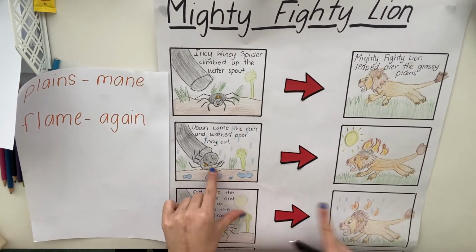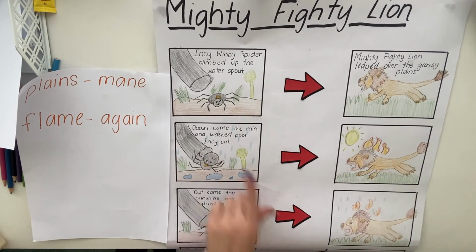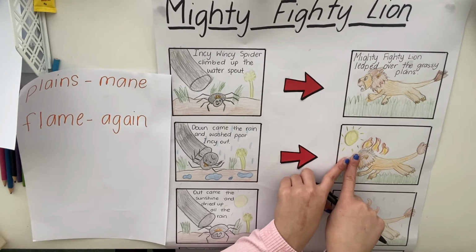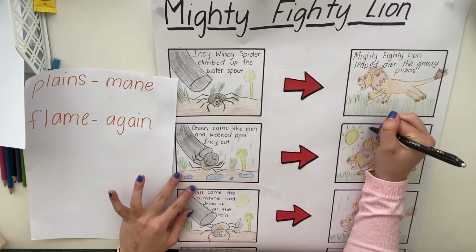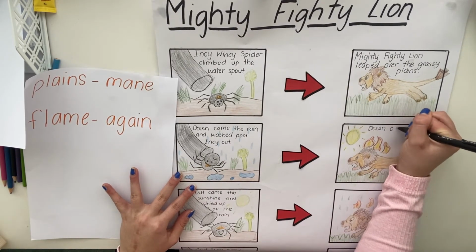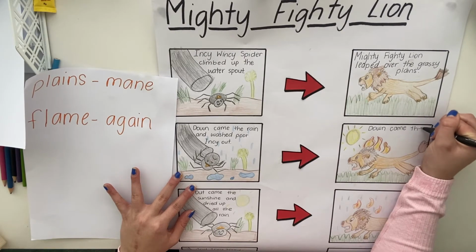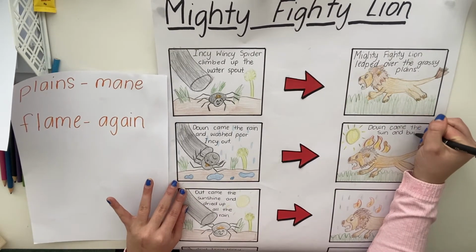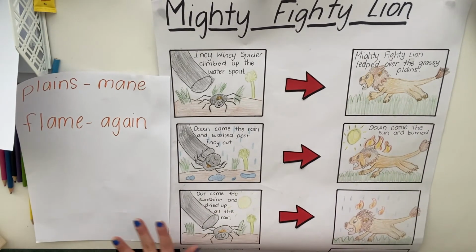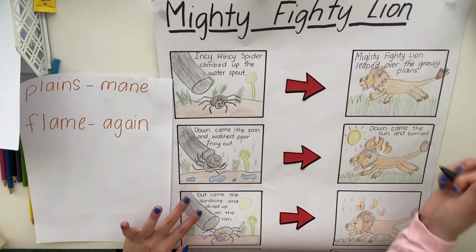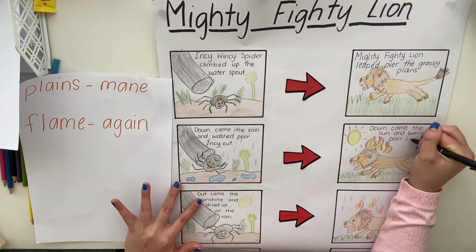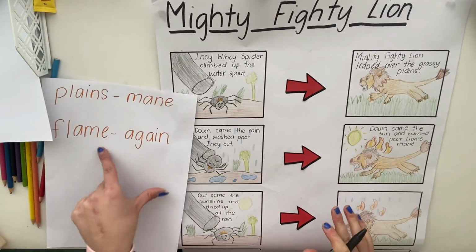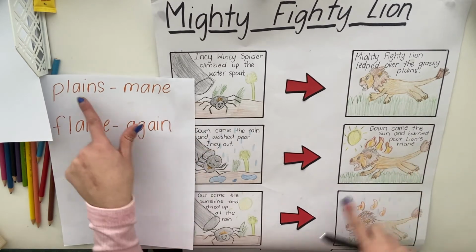Next box, well, in Incy Wincy, it's down came the rain and washed poor Incy out. Well, we know that the sun's come out, so down came the sun and burnt poor lion's mane. Down came the sun and burned poor lion's mane, just like poor Incy. And there's our rhyming word, mane. Plains and mane rhyme, just like we brainstormed at the start.